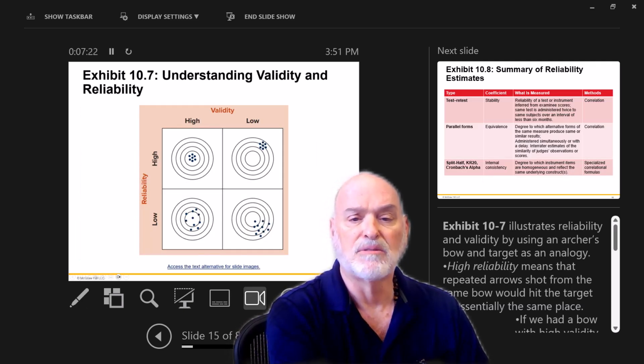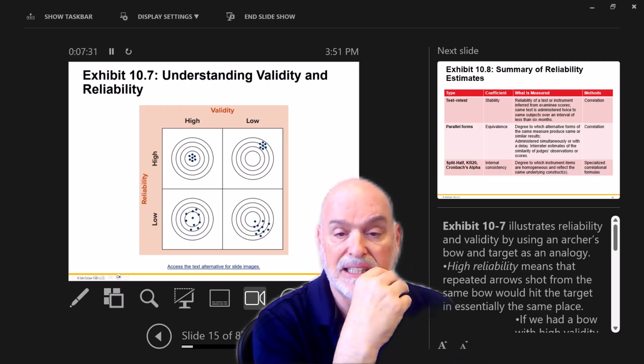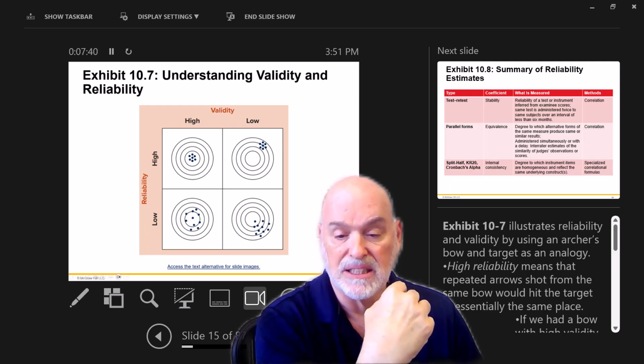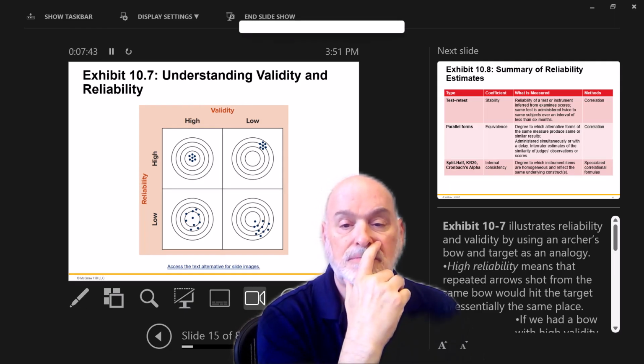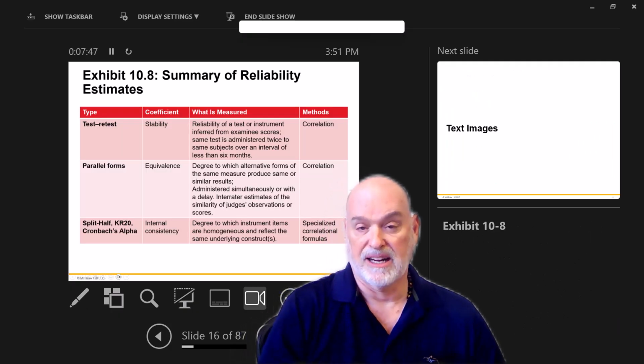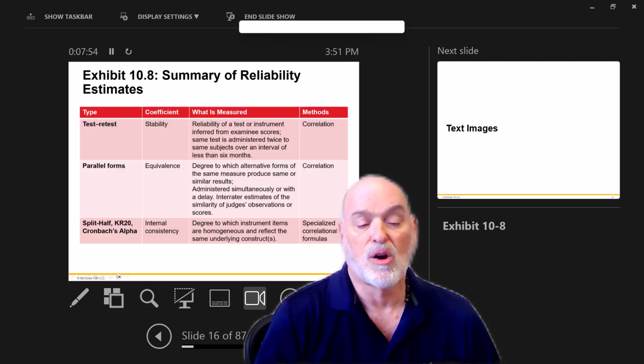Understanding validity and reliability. Reliability on the left, validity on the top. And we see we have high validity, low validity, low reliability here, and low validity and reliability here. Summary of reliability estimates: test, retest, parallel forms, split half, KR20, Cronbach's alpha.